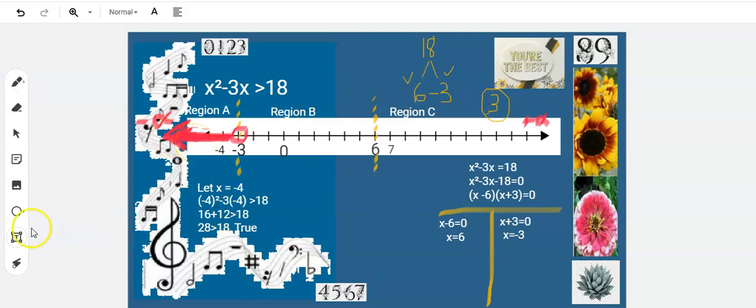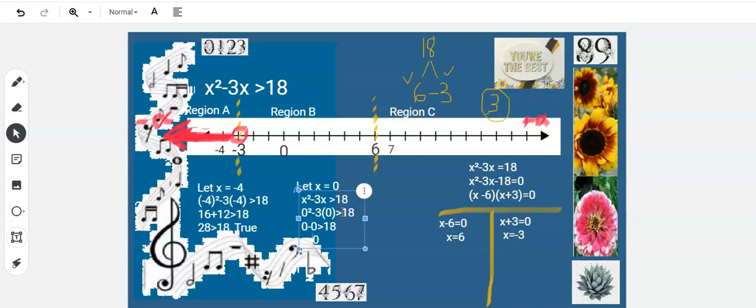Let's test region B. So we write, let x be equal to 0, for example, because 0 is part of region B. And then copy the inequality. So we have x squared minus 3x greater than 18. Yan. And then ilisa na to ang x with 0. So we have 0 squared minus 3 times 0 greater than 18. Okay, 0 squared is 0. Negative 3 times 0 is 0. And then copy greater than sign and then copy 18. 0 minus 0 is 0.